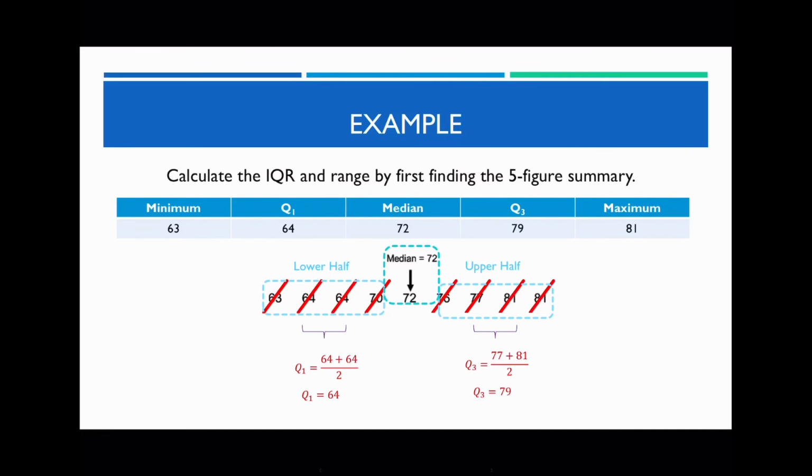Once I've calculated the 5-figure summary, calculating the IQR is going to be really straightforward. The formula to calculate IQR is Q3 take away Q1. I know that Q3 is equal to 79 and Q1 is equal to 64, so substitute them in, and therefore your IQR is going to be equal to 15. To find the range, it's essentially the biggest value subtract the lowest value. So 81 subtract 63 gives you 18.